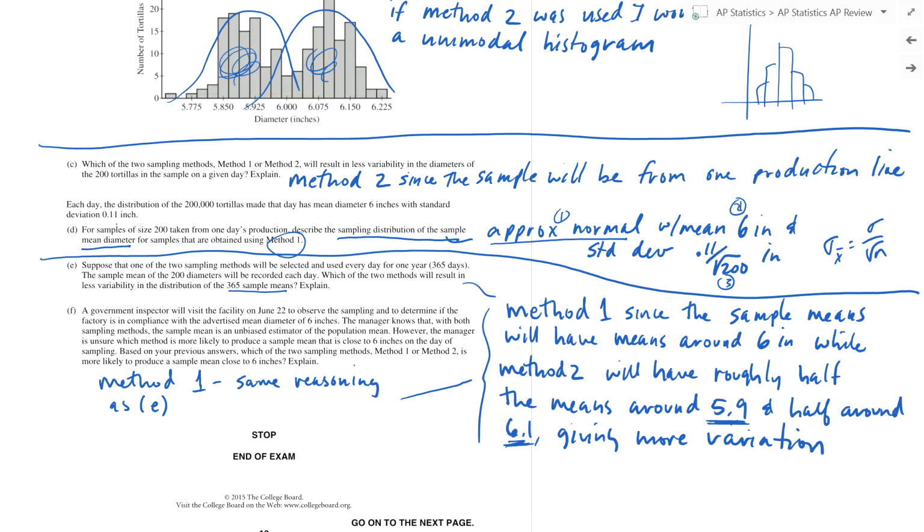I don't think it's on a different page. It'll probably be on the same page. So you could say method 1, for the same reason as in part E, and you'd be okay. If it's on a separate page, you still could refer back to part E because it's one problem. So you'd be okay doing just that.